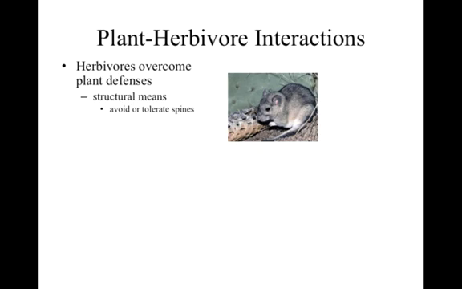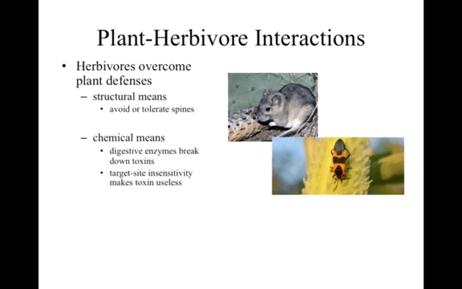Of course, the things that eat them, the predators that eat them, which is the herbivores, have ways of overcoming these defenses. So in terms of overcoming structural defenses, a lot of animals will just learn to avoid or tolerate the sort of barriers. If I think about cacti, a lot of cacti are eaten by little desert mice or desert rats. And what these animals do, they either eat around the spines or they actively remove the spines so that they can eat the plant.